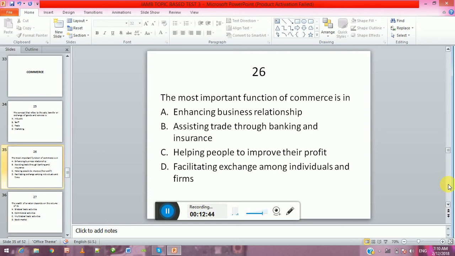The most important function of commerce is in A. Enhancing business relationship, B. Assisting trade through banking and insurance, C. Helping people to improve their profits, D. Facilitating exchange among individuals and firms.